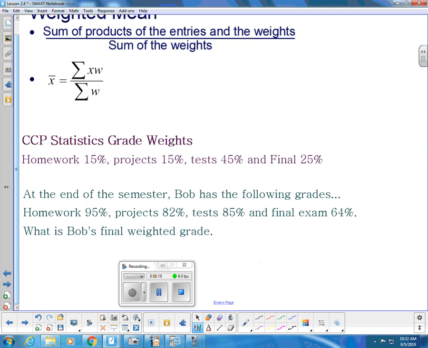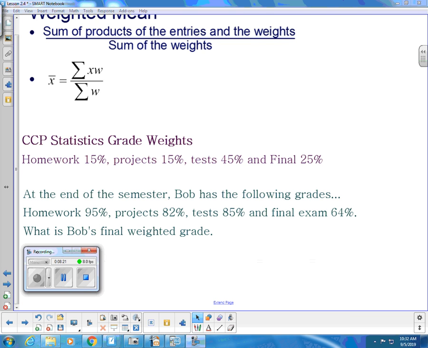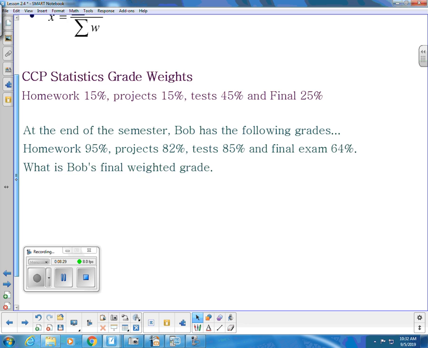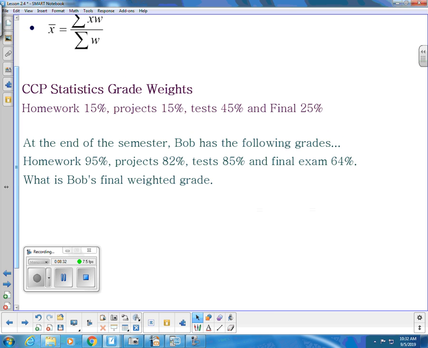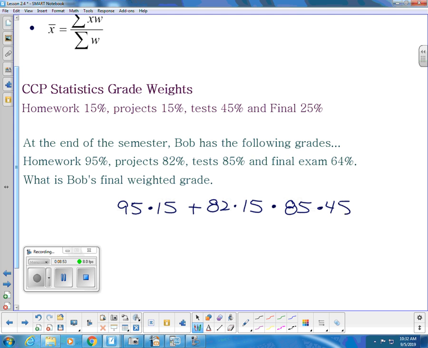So at the end of the semester, Bob has the following grades. Homework's 95%, projects is 82, tests is 85, final exam is 64. And what is his weighted grade? So we're going to do 95 times the weight, which is 15 for homework, plus 82 times the weight for projects, 15. Test average times the test weight. Final average times the final weight.